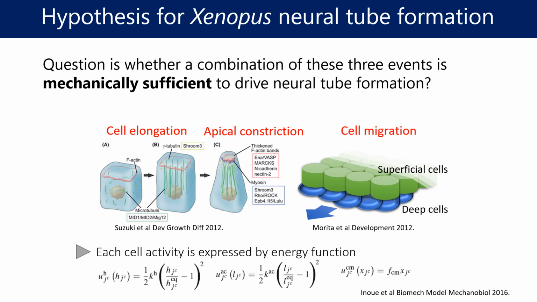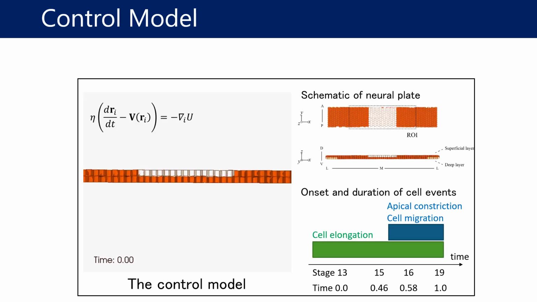So we express each cell event in terms of an energy function. Cell elongation and apical constriction are expressed by elastic energies with respect to cell height and the apical circumferential ring, respectively. Cell migration is expressed by a potential energy of non-neural migrating cells. Here F_CM is the migrating force, and X_JC is the position of the migrating cell from the midline. In the model, we take into account the double-layer structure of the neuroectoderm bounded by the non-neuroectoderm.